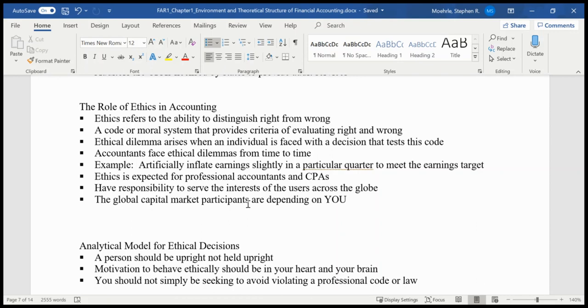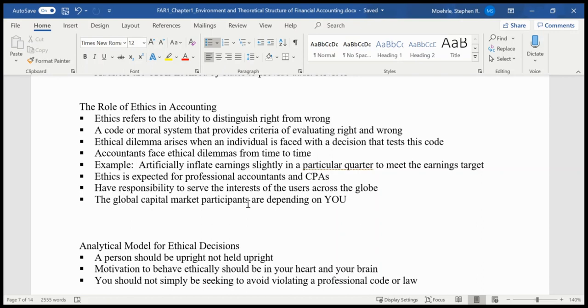The ethical dilemma arises when an individual is faced with a decision that tests this code. Accountants face ethical dilemmas from time to time. For example, there might be pressure to artificially inflate earnings slightly in a particular quarter to meet some earnings targets. We'll see what those earnings targets are.